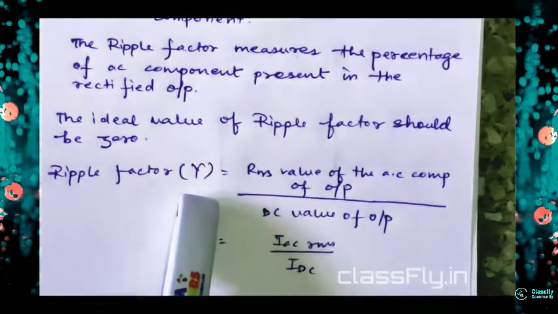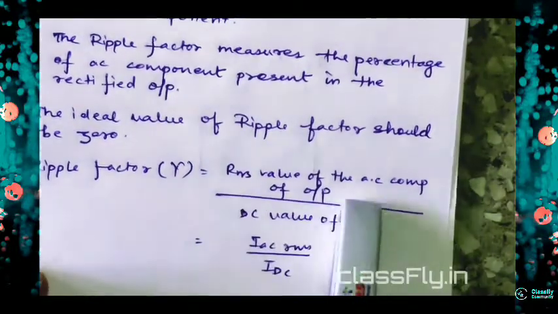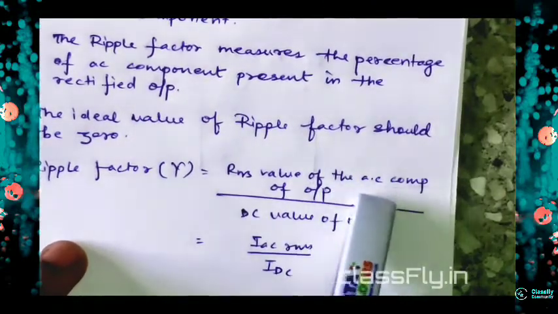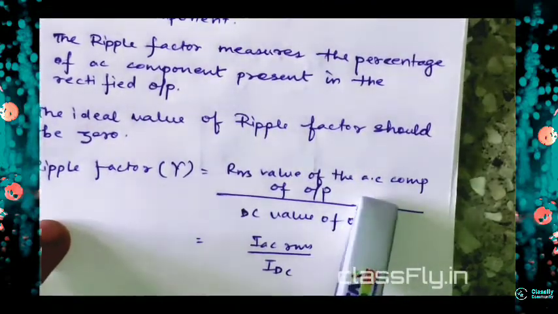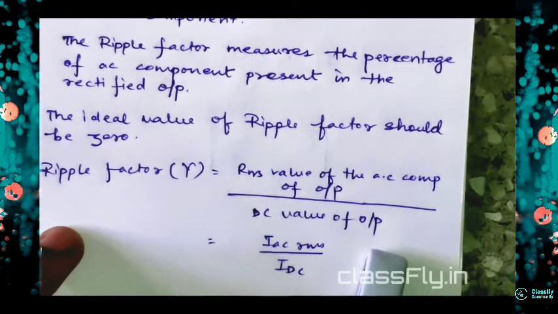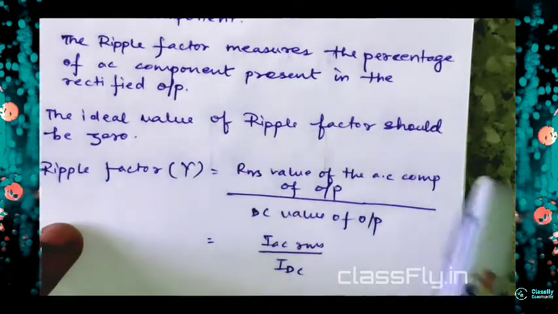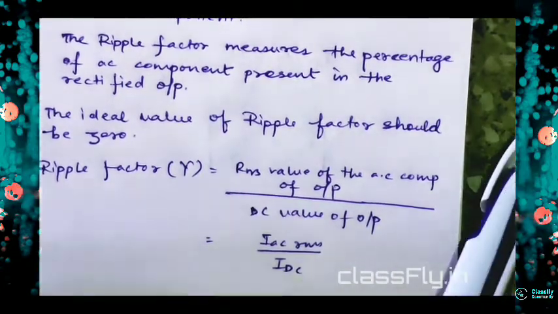Ripple factor we denote here as gamma. It is the RMS value of the AC component of the output, because ripple factor takes the percentage of AC component by the DC value of the output. Here it's not I_RMS, it is I_AC,RMS by I_DC. Okay, now we will see how we can solve it.